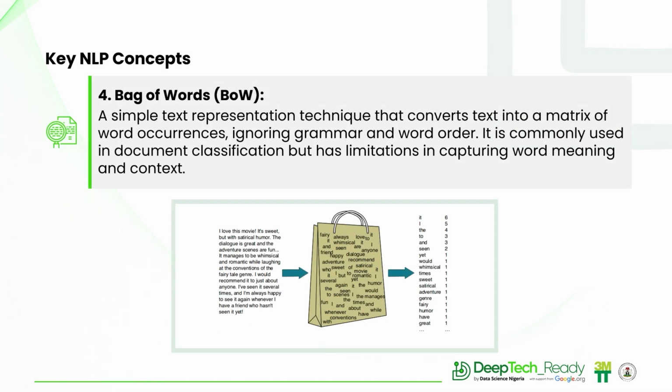In NLP, we also see concepts like bag of words. Bag of words is a simple way to represent text by counting the number of times each word appears, ignoring grammar and word order. For example, both "ML is great" and "great ML is" would have the same vector because they contain the same words. While easy to use, bag of words doesn't capture word meanings or relationships, which limits its usefulness for complex tasks.